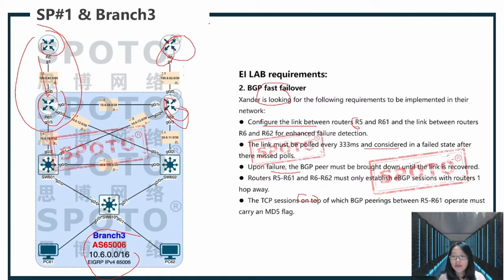So this question mainly tests link detection and security strategies.